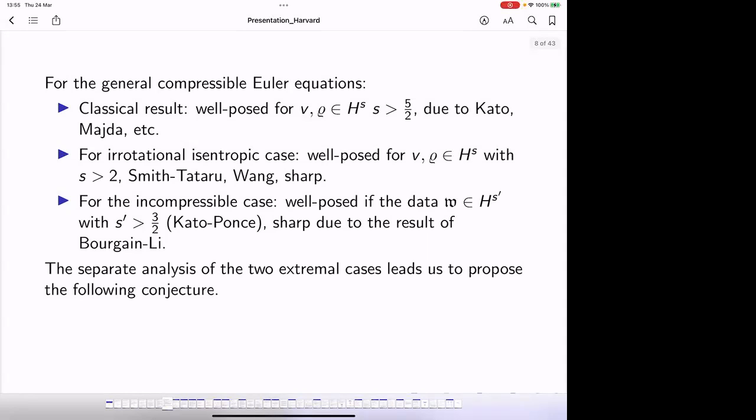So one of my friends, after seeing the work of Bourgain-Li, asked me to think about what would be the optimal result for the compressible Euler equations. At that time, I think it's like 2016 something, I started to look at this compressible Euler equation and tried to answer this question. Well, the statement is a bit misleading. Separate analysis of two extremal cases led me to propose the following conjecture.